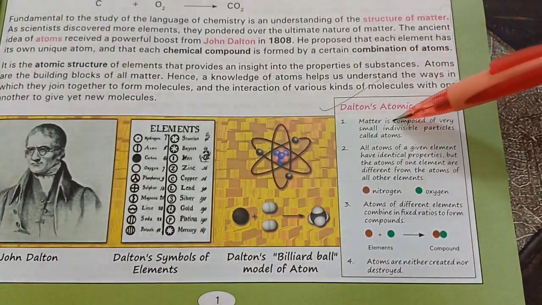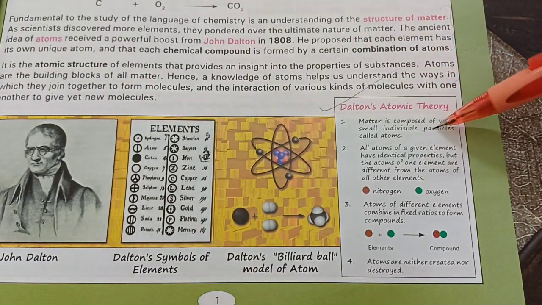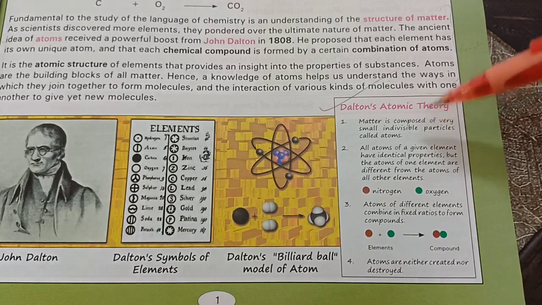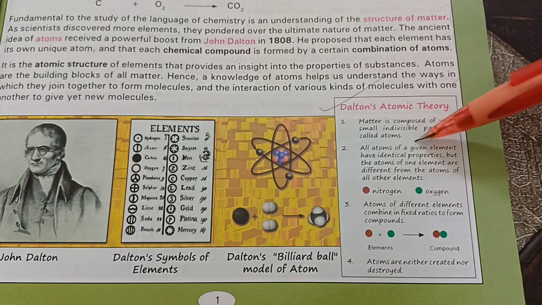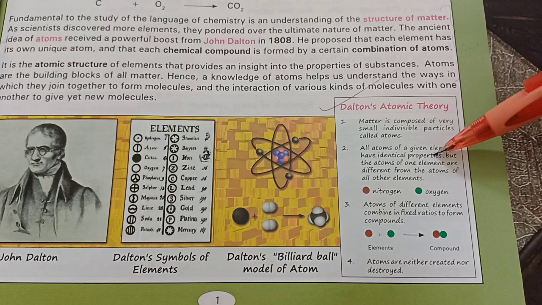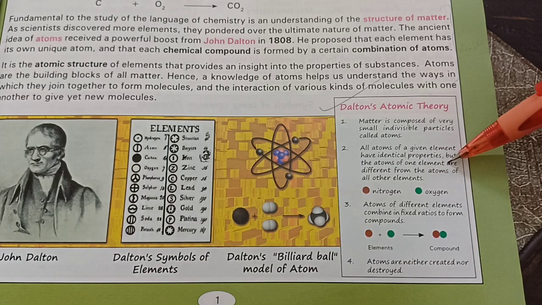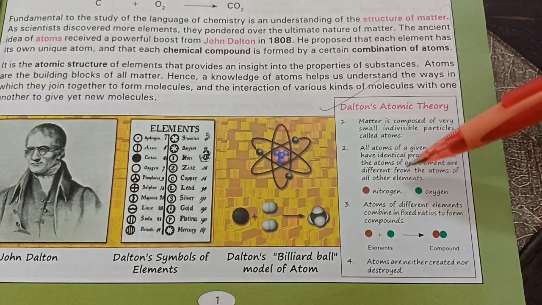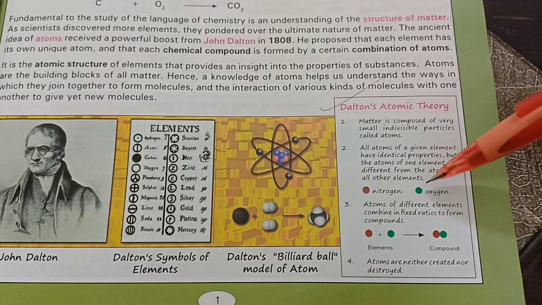Now, he said that matter is composed of very small, indivisible particles called atoms. This is proved false now because atoms can be broken down further into subatomic particles like protons, neutrons, and electrons. All atoms of a given element have identical properties, but each atom of an element is different from the atom of another element. Now we know that even this is not accurate because atoms of the same element can also be different. Example, isotopes. Oxygen 16 and oxygen 18. They have the same atomic number, 8, but mass number differs because of number of neutrons being different.